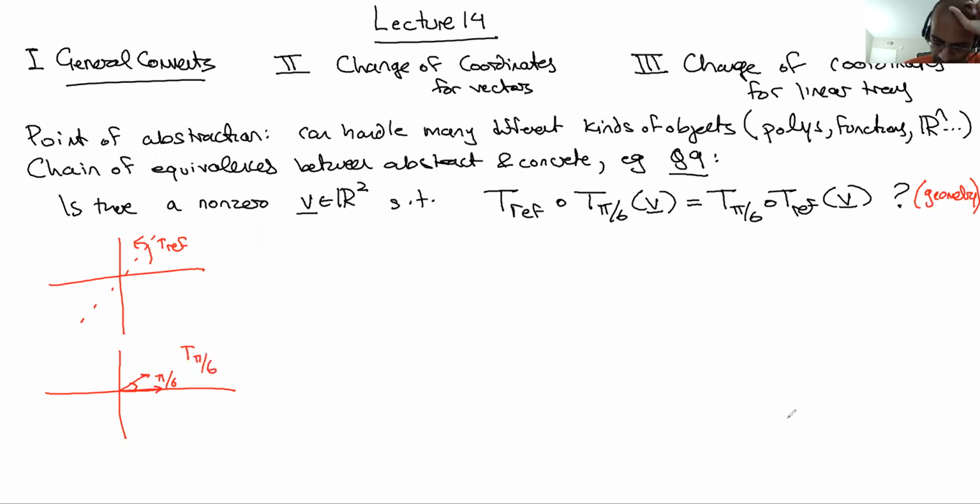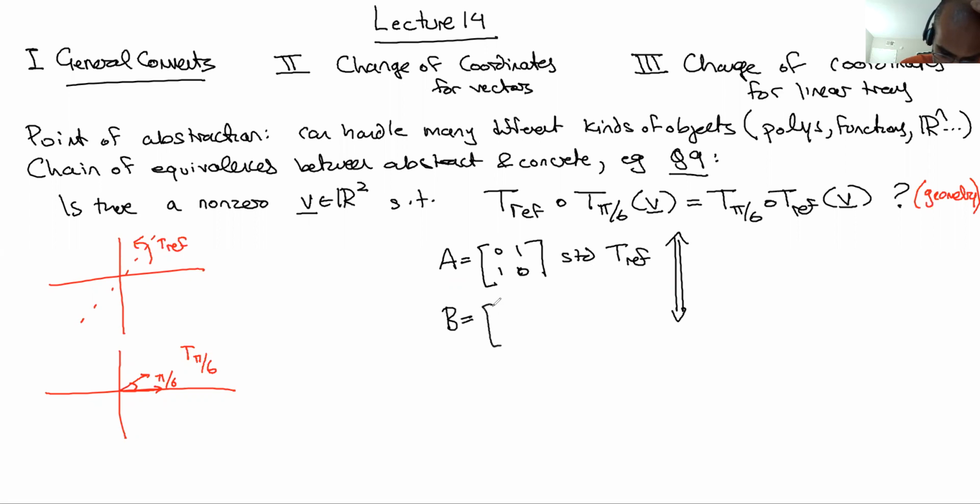And the solution of this problem was to turn it slowly into a very concrete problem. The first step was to say that you have standard matrices of these transformations. The standard matrix of reflection is this, and the standard matrix of rotation by pi by 6 is this. And this is a mechanical process.